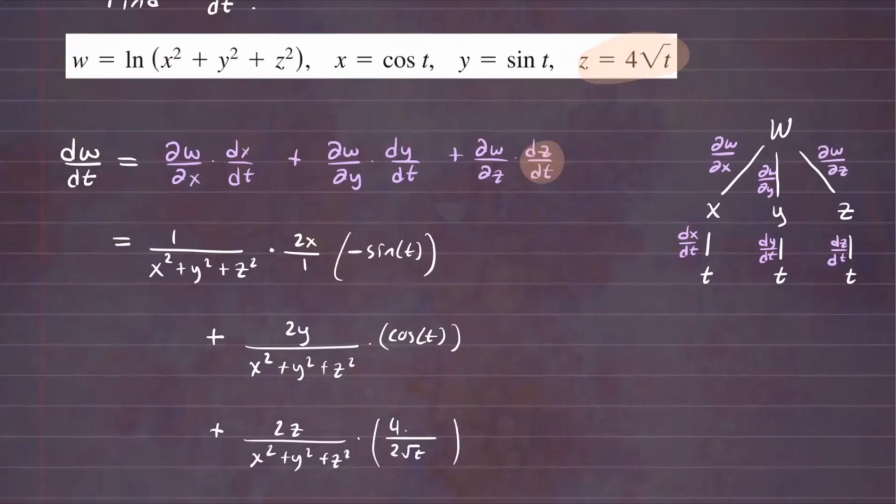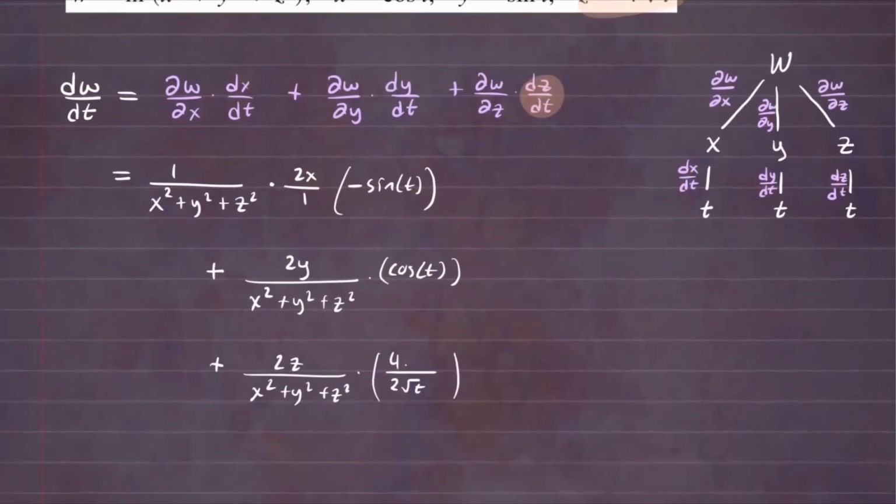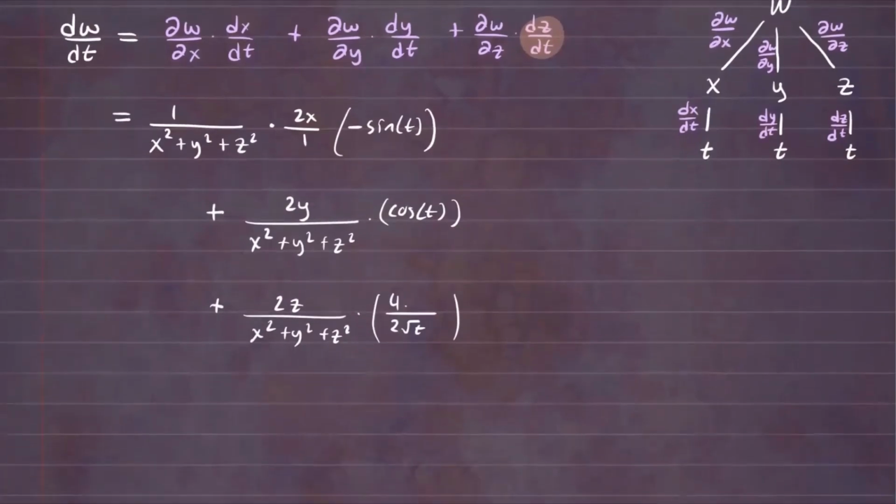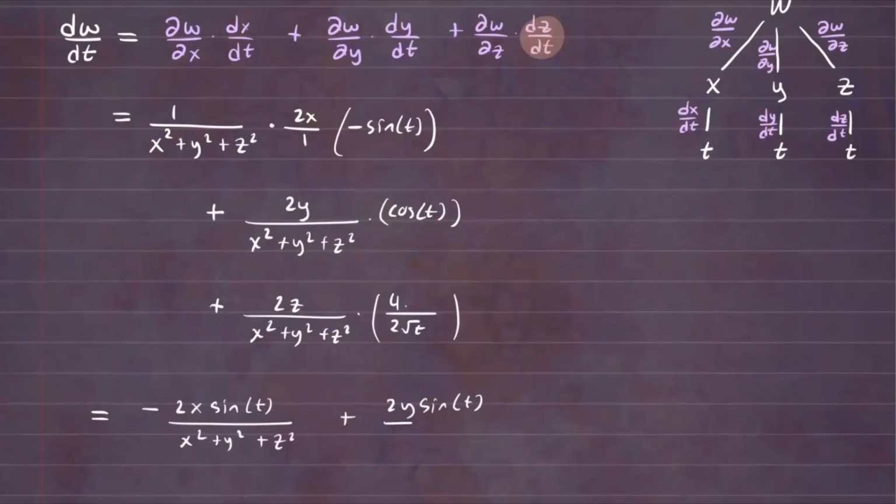All right, so we finished taking the derivative. And if you want, you can simplify this further. But I hope you get the idea. Let me just rewrite one more step for you. So the first term we're going to get negative 2x sine of t all over x squared plus y squared plus z squared. The second term we're going to get plus 2y sine of t all over x squared plus y squared plus z squared.